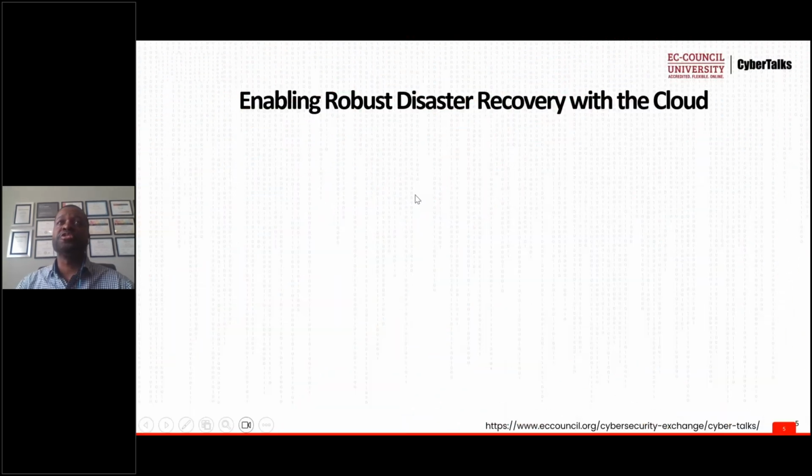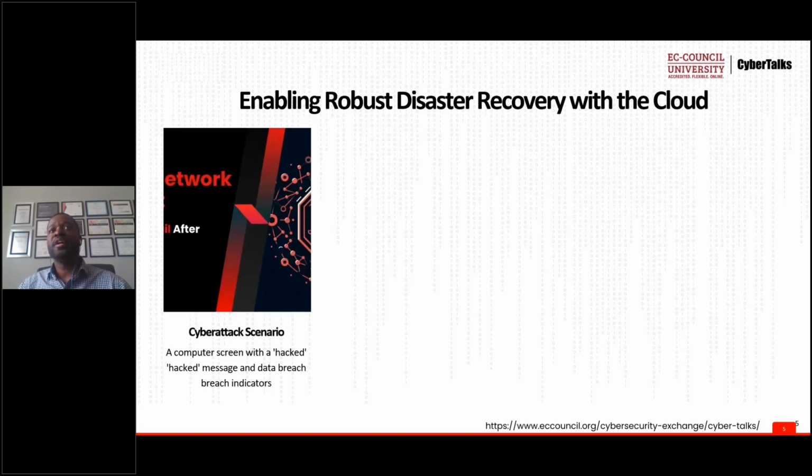So now that we've covered the structure of a solid cloud disaster recovery plan, let's bring it to life by looking at how cloud actually enables a robust end-to-end recovery and when it actually matters the most. And so on the far left, we'll start with the cyber attack scenario. The moment everything changes, right? Now this could be ransomware, it could be a breach, it could be a destructive insider action. This is the kind of disruption we're preparing for, where a strong cloud-based recovery strategy typically kicks in.